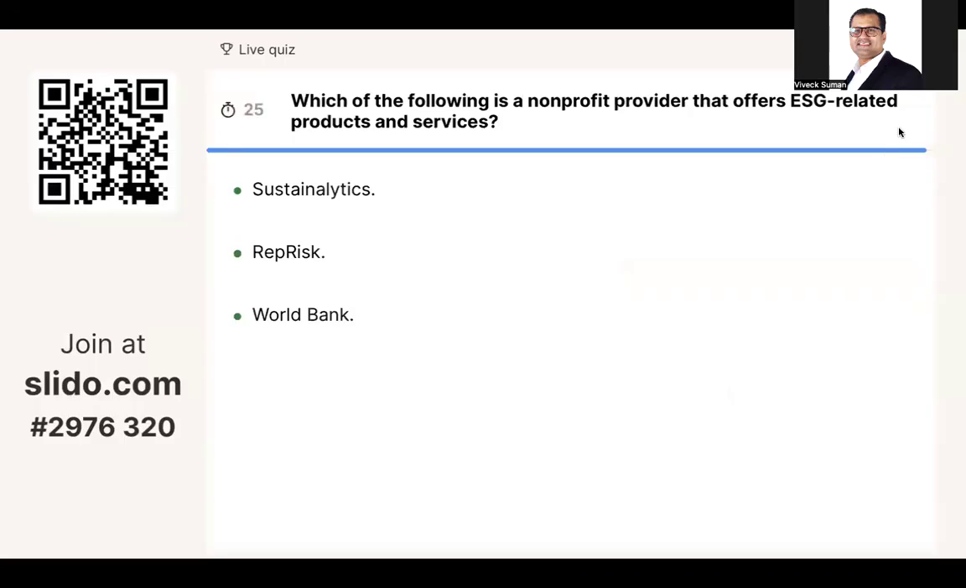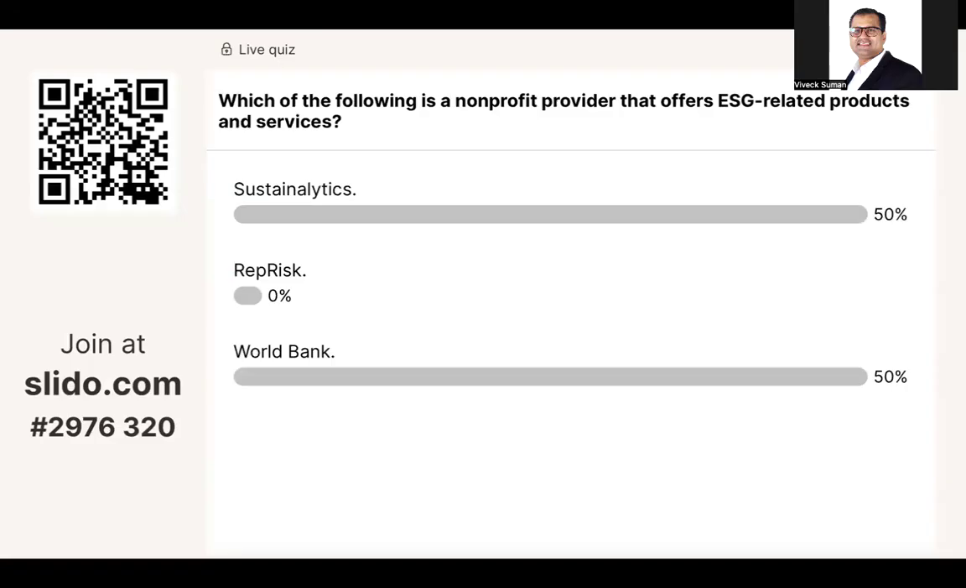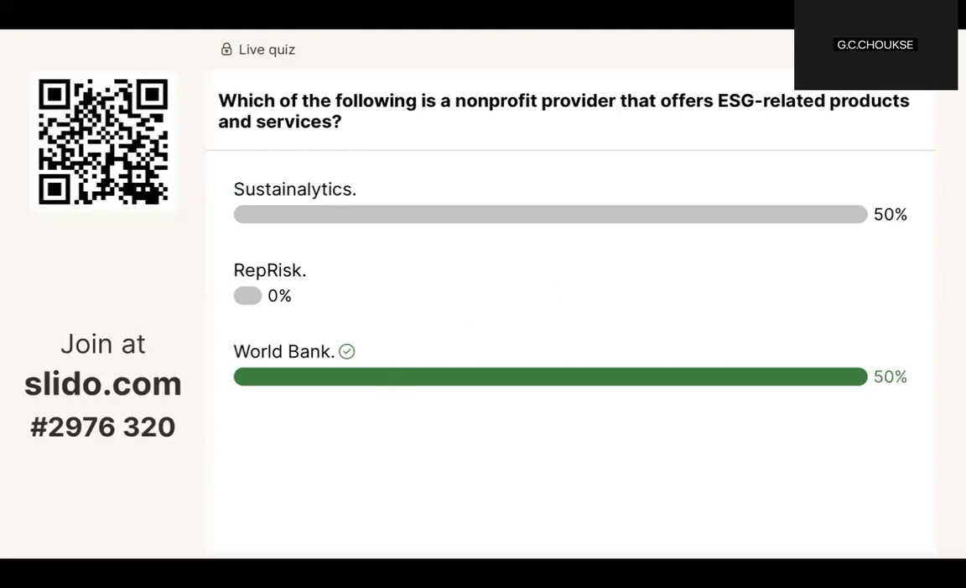Yes. Okay, so let's start with question 1. Which of the following is a non-profit provider that offers ESG-related products and services? Is it Sustainalytics, RepRisk, or the World Bank? Very interesting question. Somebody has said Sustainalytics, somebody has said World Bank. Actually, the answer is World Bank.